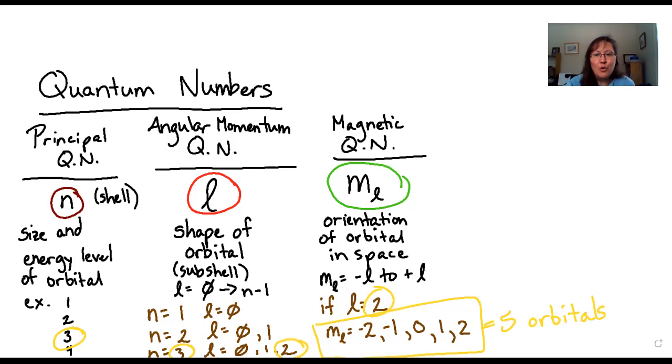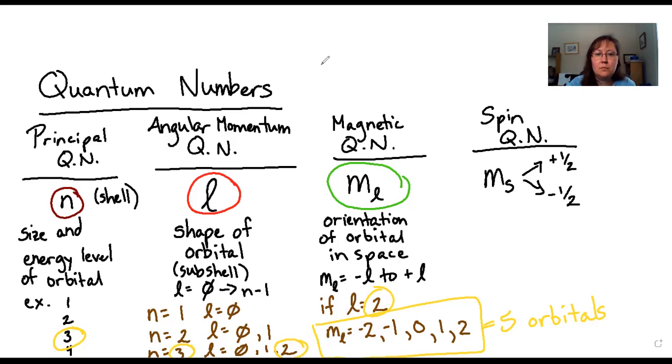And each of those 5 orbitals can take 2 electrons, which brings us to our final quantum number, the magnetic spin, or sometimes just known as the spin quantum number. The spin quantum number describes the direction of spin, and it is m sub s. For every m sub l value, it can be plus 1/2 or minus 1/2. Sometimes this is also shown as spin up, spin down.